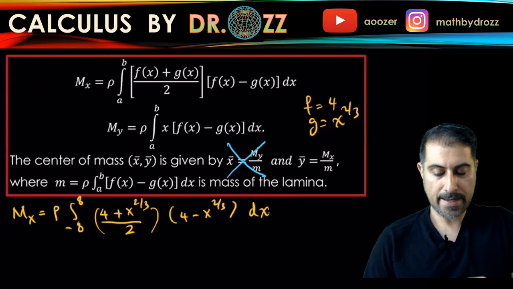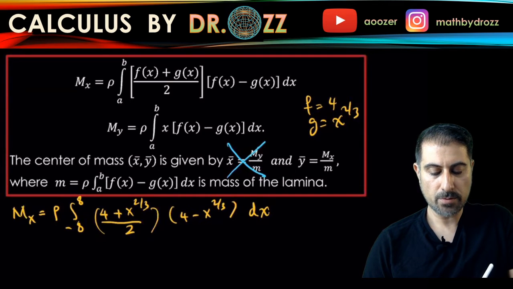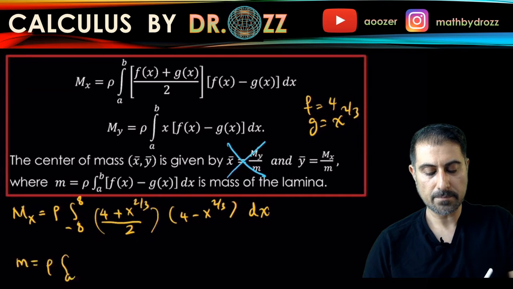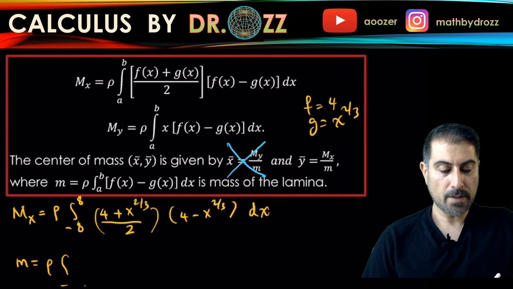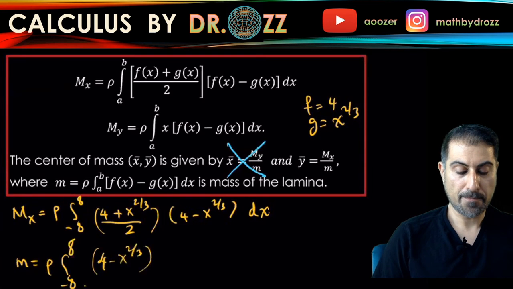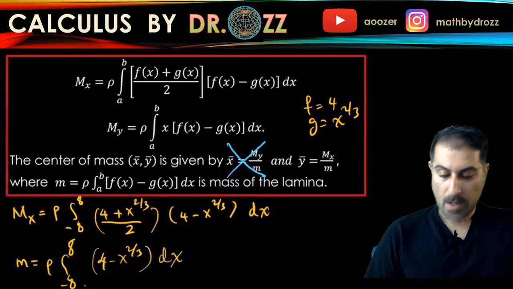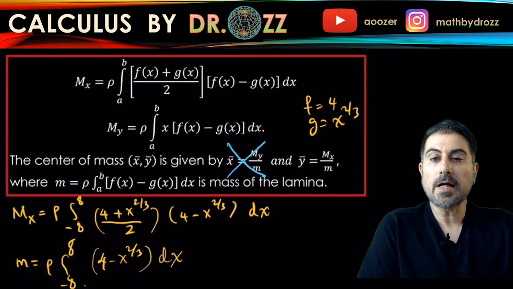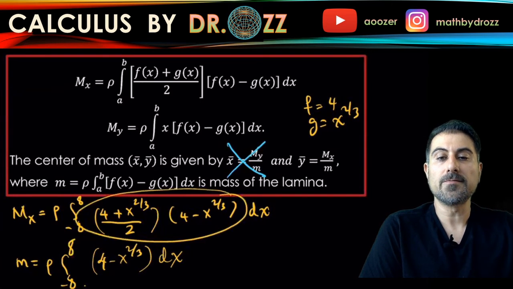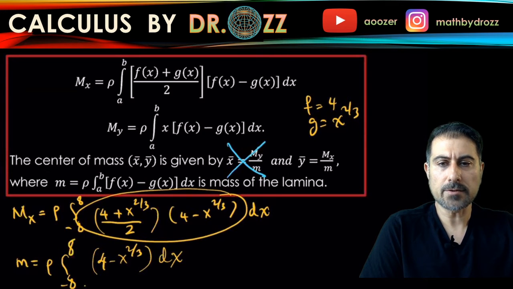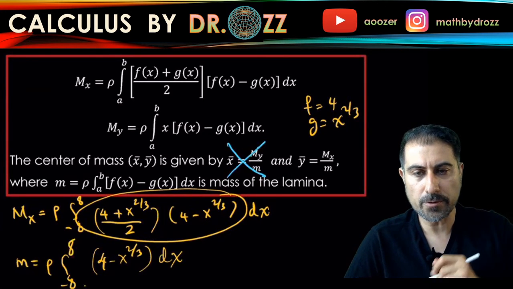And I also have m, little m. That's rho integral from -8 to 8 of f minus g, 4 minus x to the power of 2/3 dx. All right, let me just continue right here. But one observation here is that if you multiply 4 plus x to the power of 2/3 by 4 minus x to the power of 2/3, you're talking about the difference of squares. So that should be 16 minus x to the 4/3, divided by 2.